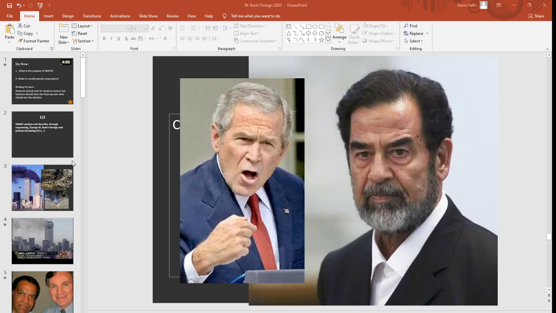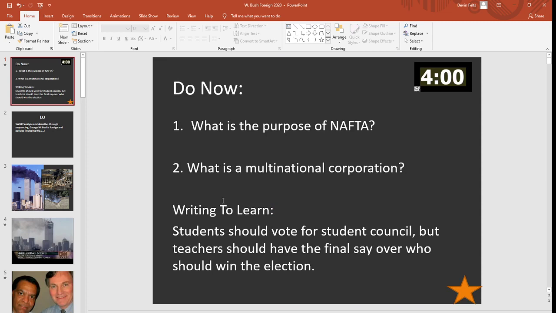So number one, for the do now, oops, I've got us on the wrong page here. It says, what is the purpose of NAFTA? Remember, NAFTA is the North American Free Trade Agreement. And that is an agreement between Canada, Mexico, and the U.S. And if we're talking about free trade, the reason that we have relatively free trade between these three nations is because usually when countries trade with each other, there's a tax on goods coming into your country, right? And that tax has a specific name. So NAFTA takes away that tax. Make sure that you review your notes and figure out the name of that tax if you can't remember what it is.